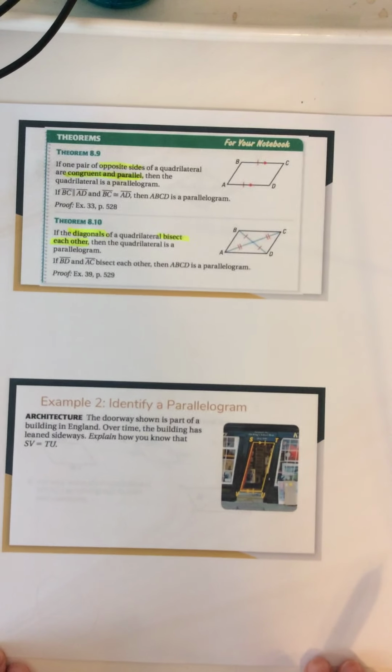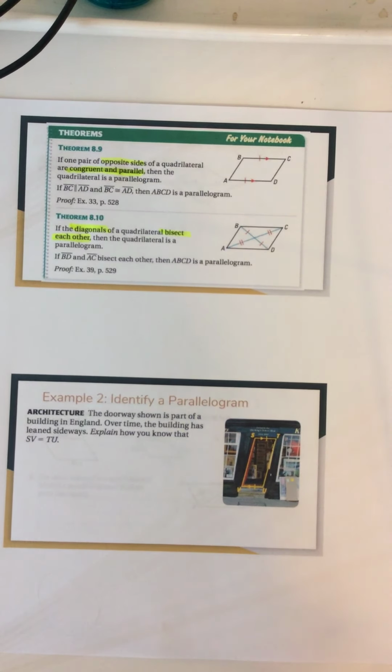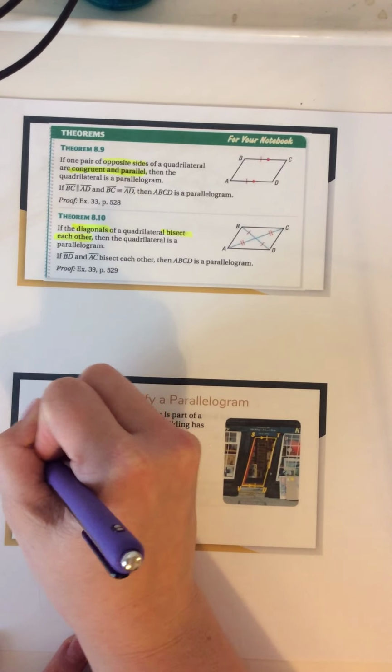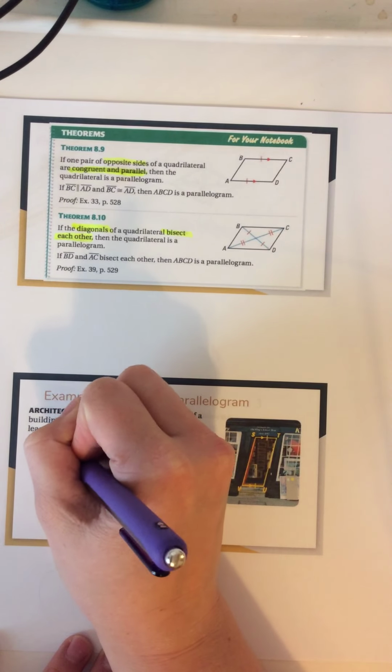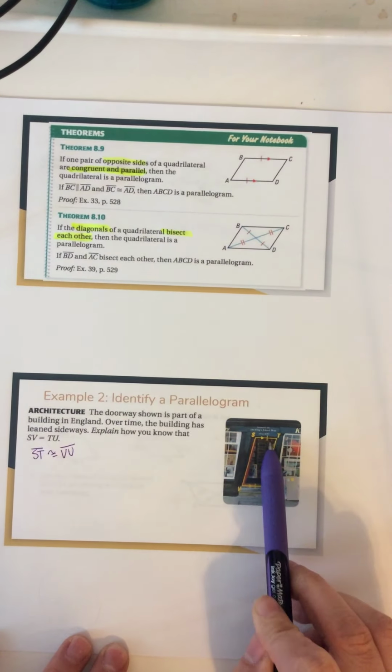So example 2, identify the parallelogram. The doorway shown is part of a building in England. Over time, the building has leaned sideways. Explain how you know that SV equals TU. So basically, SV is congruent to TU, is what that's saying. Well, looking at our picture, they tell us that ST is congruent to VU with these little tick marks right here. And with these little arrows, if you can kind of see them there, this one's a little bit harder to see. They have the little arrows there. We also know that ST is parallel to VU.